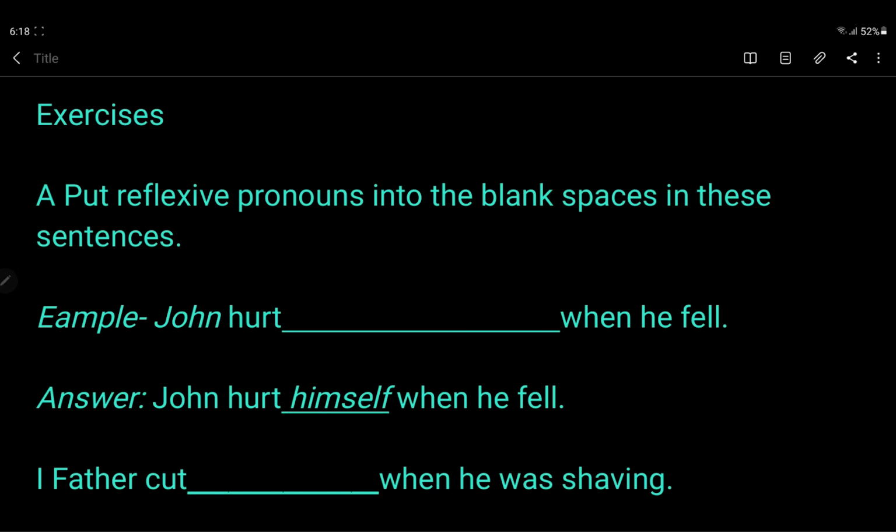If we do some exercises about this topic, then it will be clearer. Put reflexive pronouns into the blank spaces in these sentences. Here, John hurt blank when he fell. So we know John hurt himself. So it is written here, it is given, John hurt himself. Let's do the next. Father cut himself when he was shaving. So here himself is just reflecting father, or himself has gone back to father.